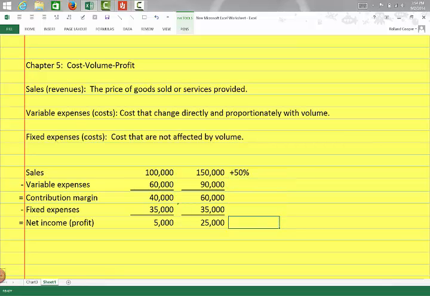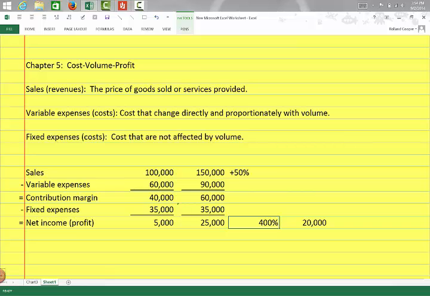The increase in net income was 25,000 minus 5,000, a $20,000 increase in net income. And the percentage increase in net income is 20,000, the total increase divided by the starting point, which was 5,000 in net income, and that gives me a 400% increase in net income.